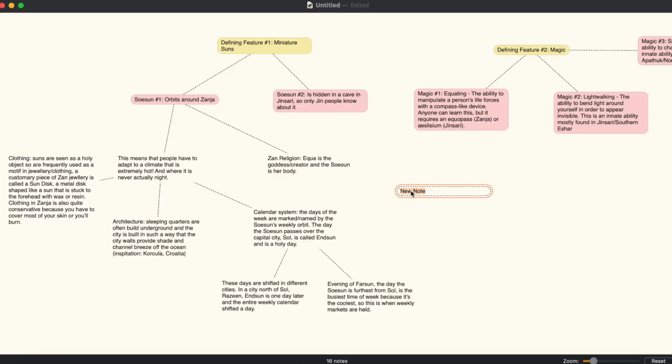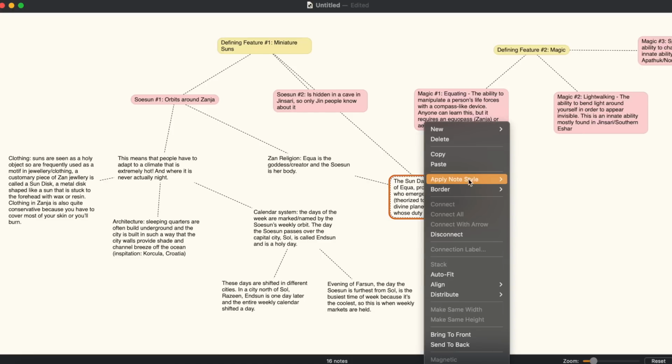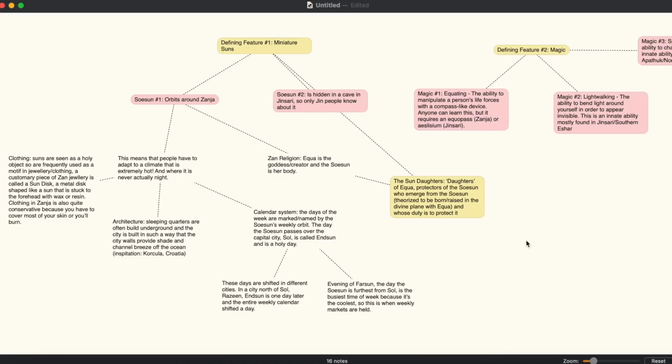Another really important feature of this world is, is this a defining feature, the Sun Daughters? Are they a defining feature? I'll mark them as a defining feature. They're like an adjacent defining feature. They're the daughters of Equa, so they're basically, I guess you could call them demigods, protectors of the Sosun. They emerge from the Sosun. It's theorized that that's where they're born on this divine plane. Their sole duty is to protect it. That's why they come to the mortal plane, is just to protect it.